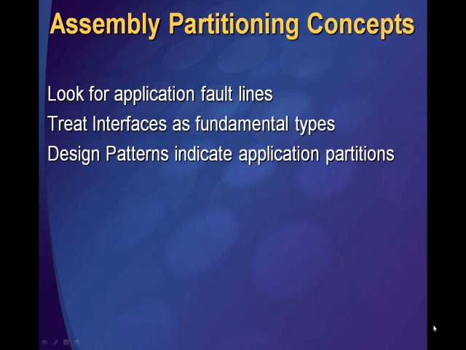So, what are the basic concepts of assembly partitioning or physical design? What we have to do is look for the fault lines in the application, where the application naturally divides. And there are two key concepts here, or two signs that you look for. We should treat interfaces as fundamental types, and that will give us one clue as to how to partition this software. And we should also look at our design patterns to indicate where the application naturally partitions.